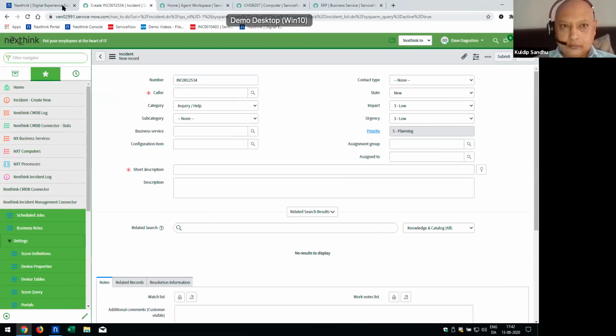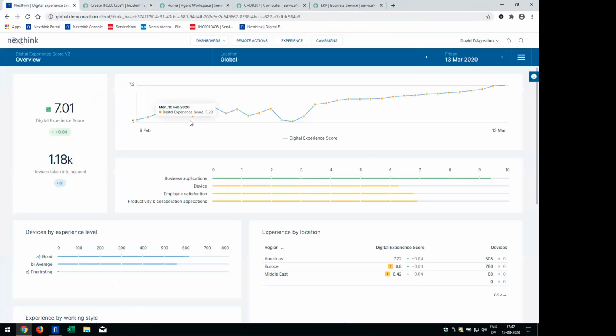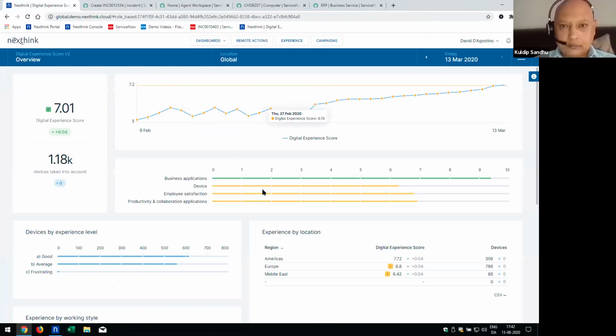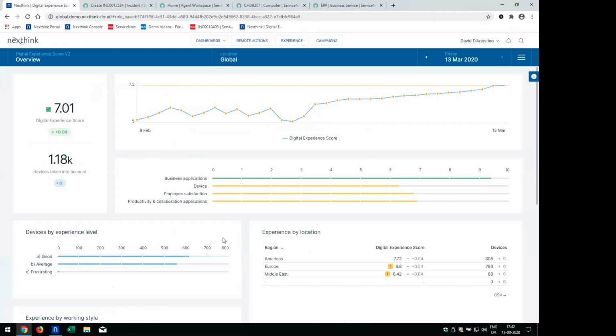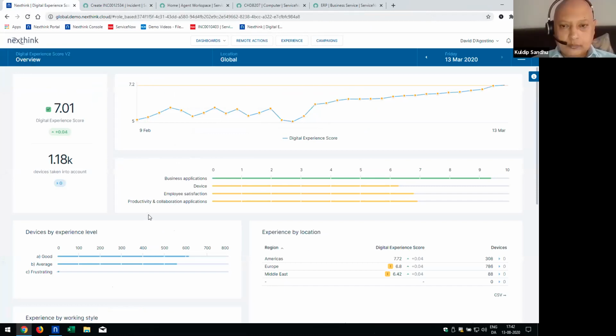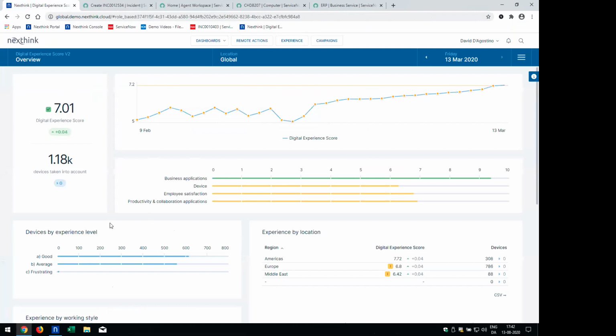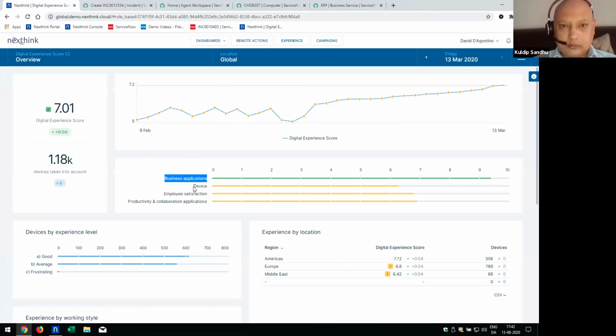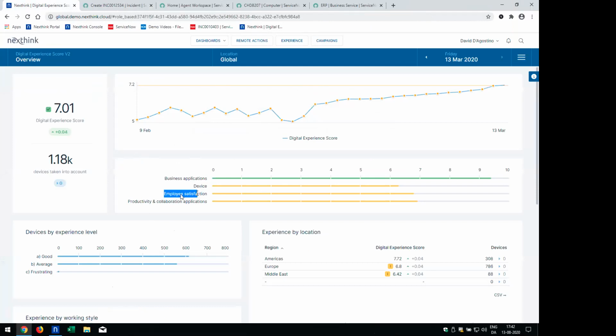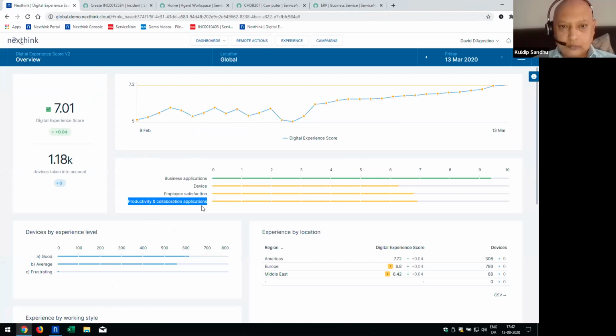So point number one, I mentioned that what NextThink can do is basically measure hundreds and hundreds of data points. Now, we don't necessarily want to have to sit there and sift through spreadsheets full of data points. So NextThink does that job for us. Here we can see a top-level digital experience score overview page, which is showing us that it's measuring the health of our business applications, of our device population, of our employee satisfaction, and of our productivity and collaboration applications.